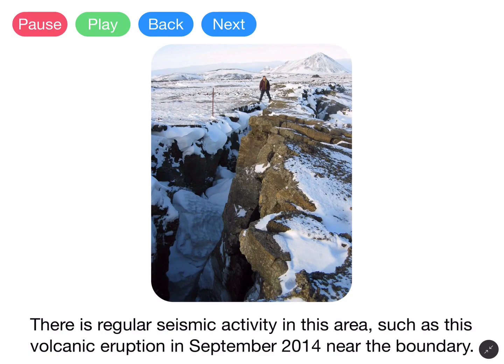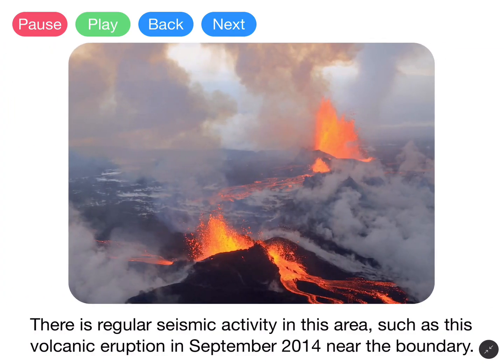These plate boundaries, which are also called faults, are where volcanoes form, when hot liquid rock from underground erupts to the surface, as we can see here.